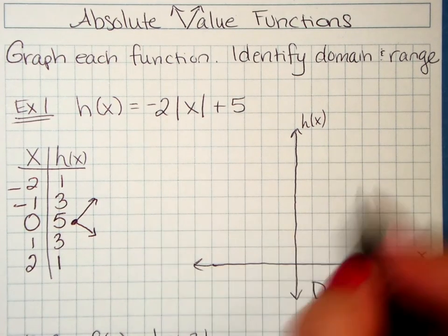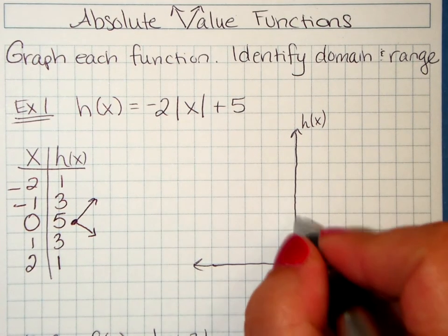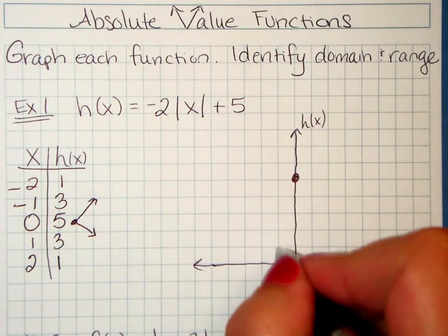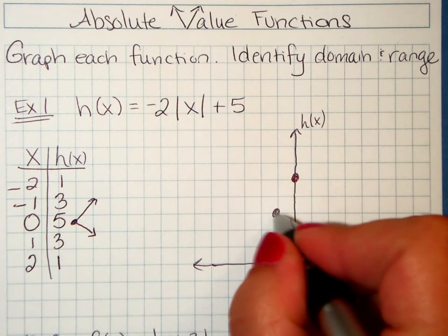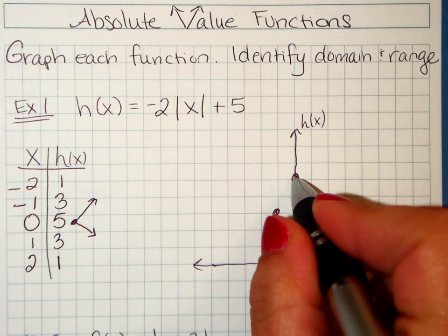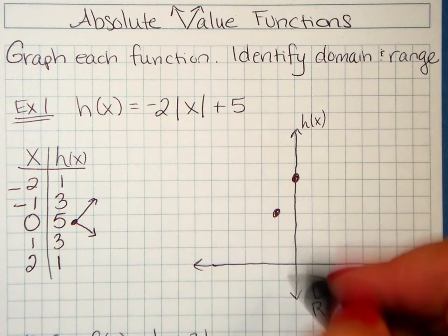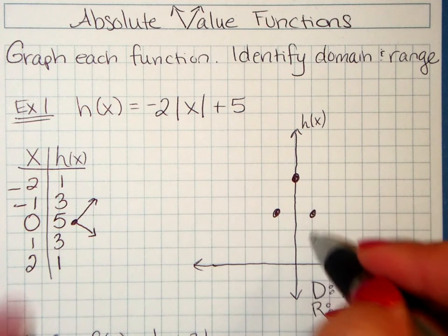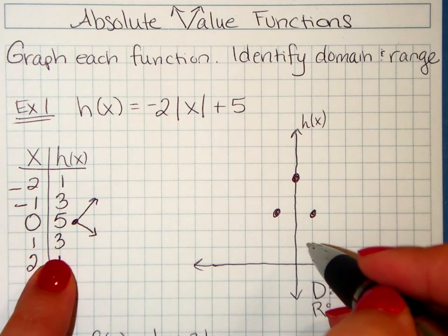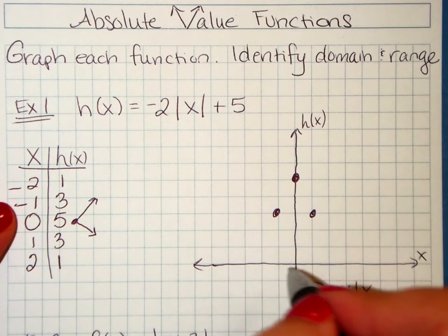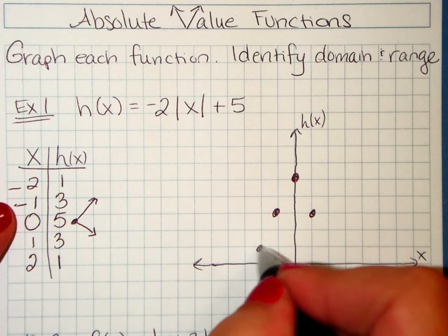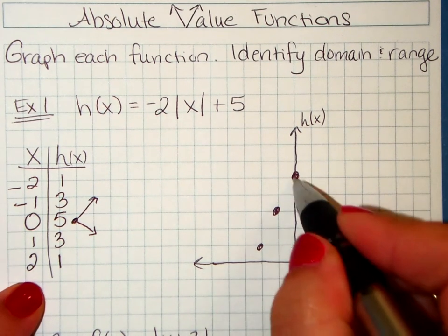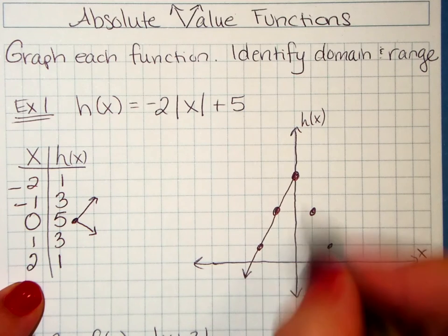So when we go graph it, 0, 5, 1, 2, 3, 4, 5. This is my vertex. Okay, -1, 3, 1, 2, 3. Now, because that's my vertex, this is kind of an axis of symmetry. I know there's a matching one over here, and you can see that at 1, 3 as well. Okay, then -2, 1, and I know that there's one here as well, which is 2, 1. So connect.